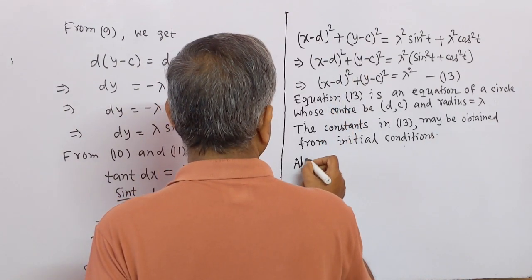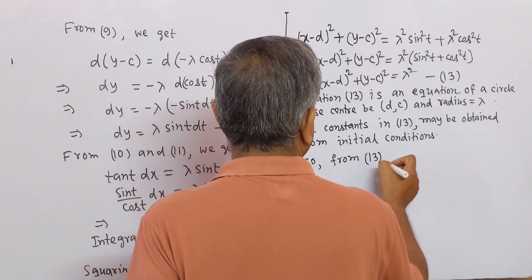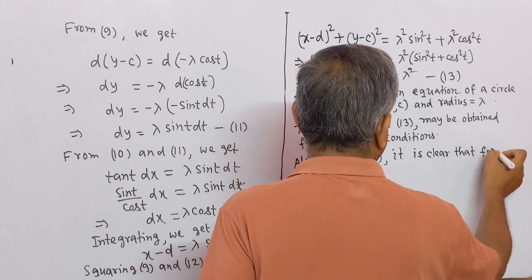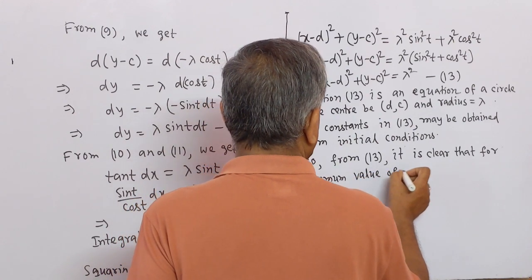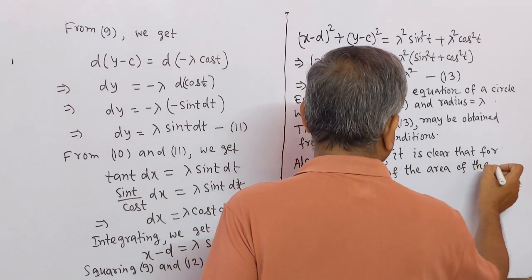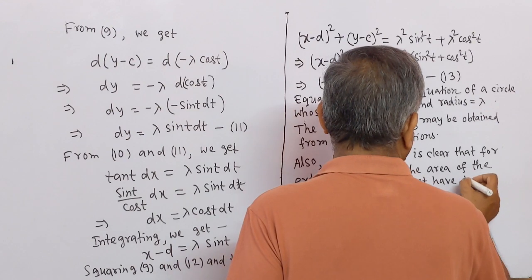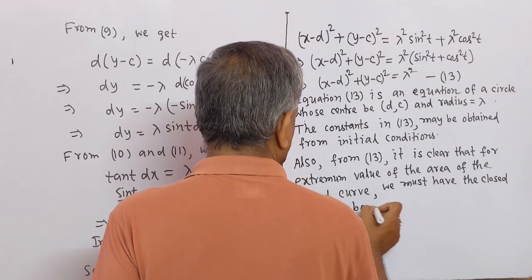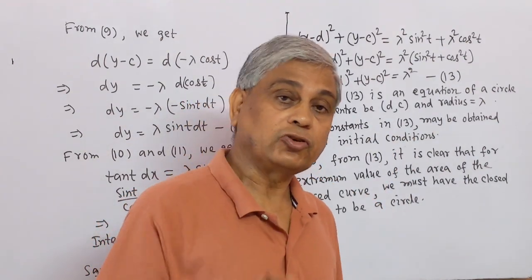Also, from 13 it is clear that for extremum value of the area of the closed curve, we must have the closed curve to be a circle. So our problem is solved.